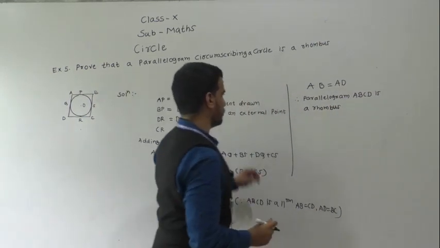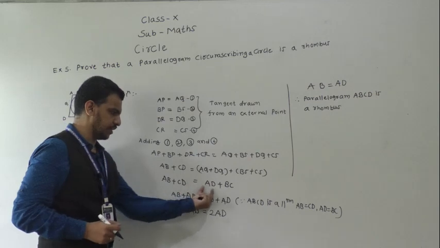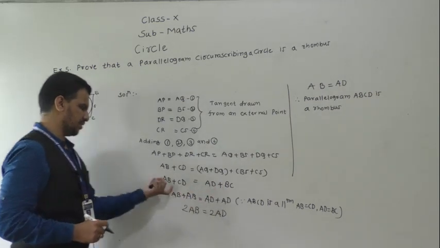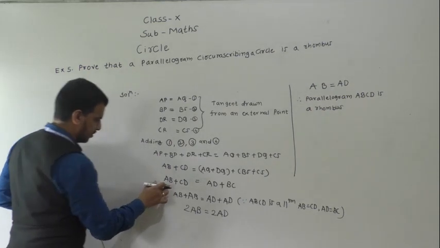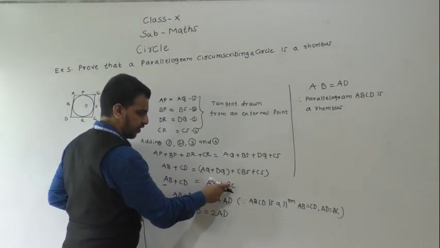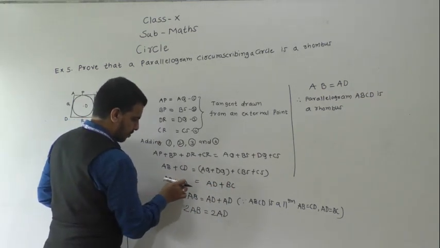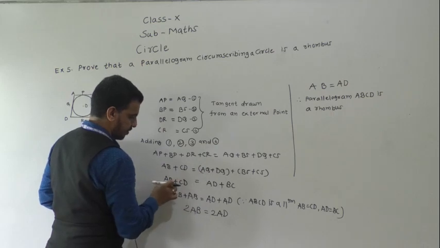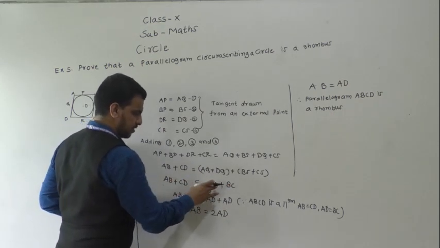Okay, so first we have to show that AB plus CD is equal to AD plus BC. Sometimes the question is like this: among the four sides, three sides are given and we have to find the fourth side. So here we have to use AB plus CD. First show that AB plus CD is equal to AD plus BC, put the values of the three sides and find the fourth side.